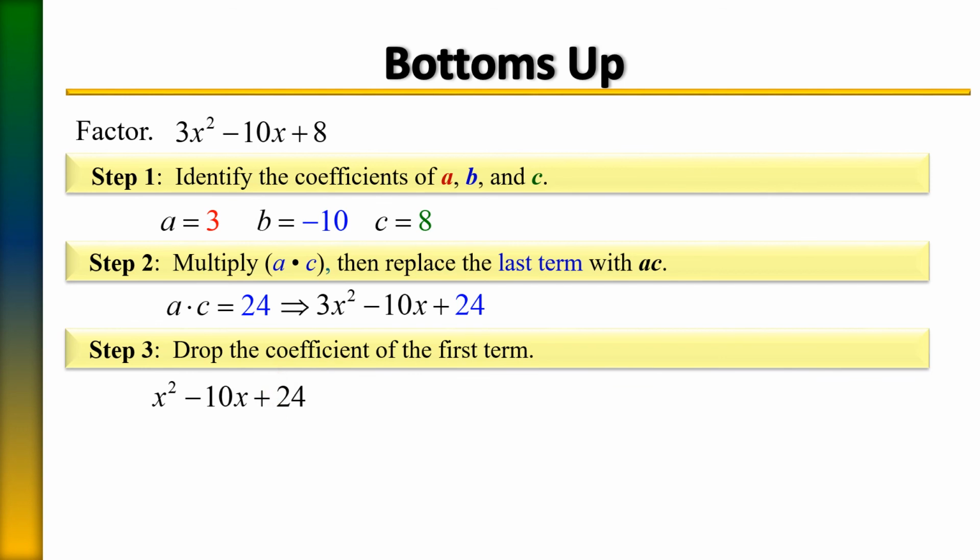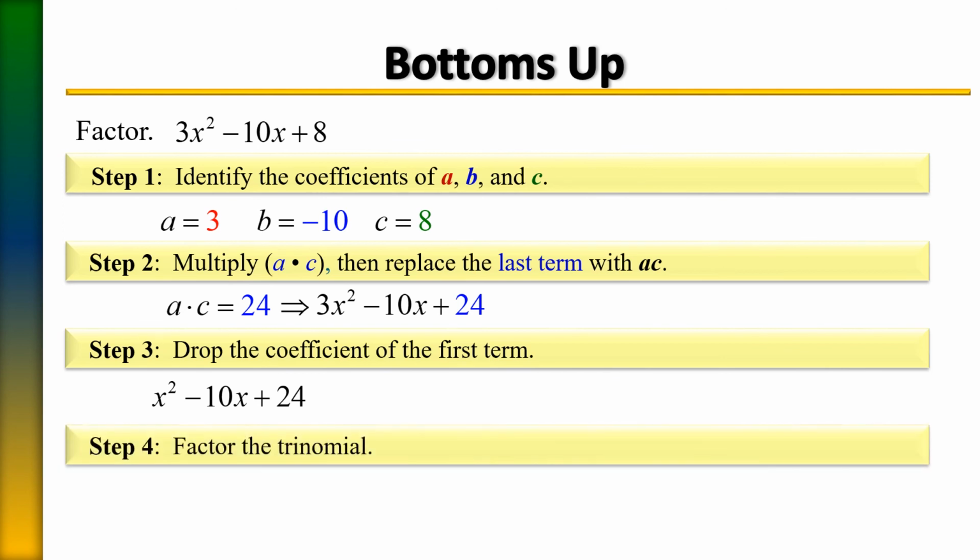Those same 2 numbers, when we add them, are going to give us negative 10. So those 2 numbers are going to be negative 4 and negative 6. Okay, are you with me? Good. All right, so we're going to continue the process on the next page.